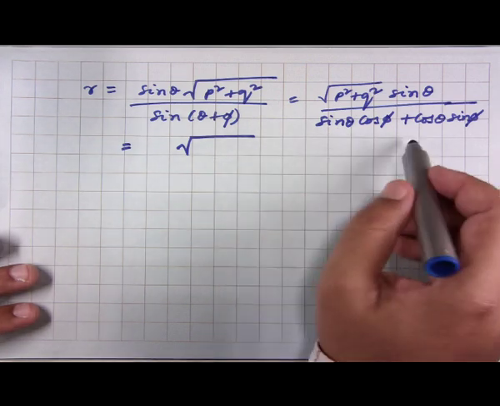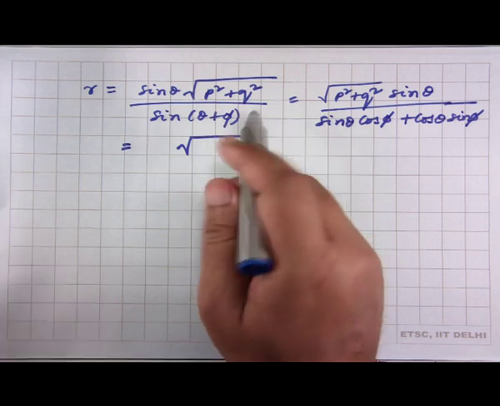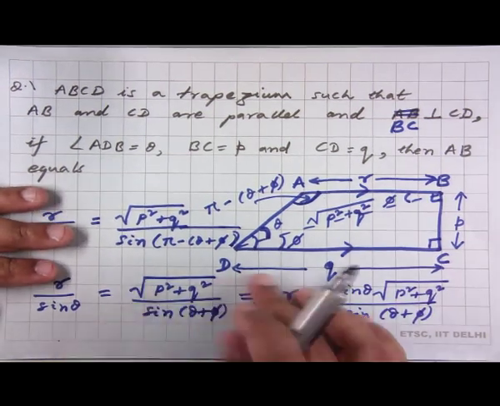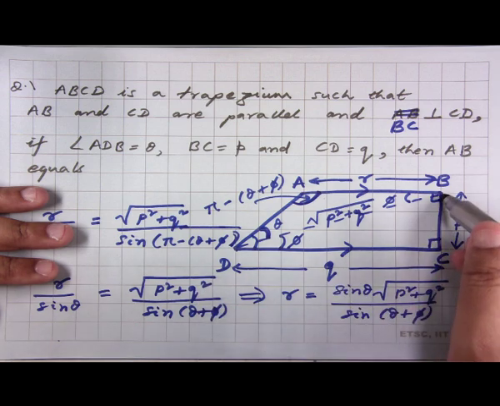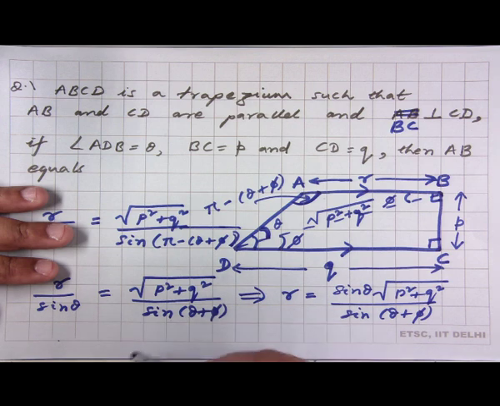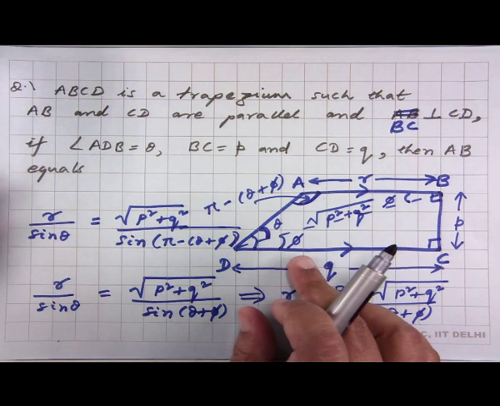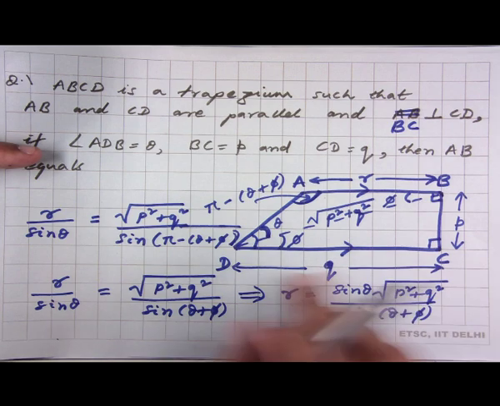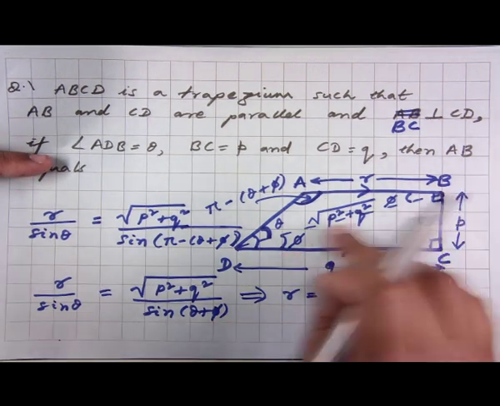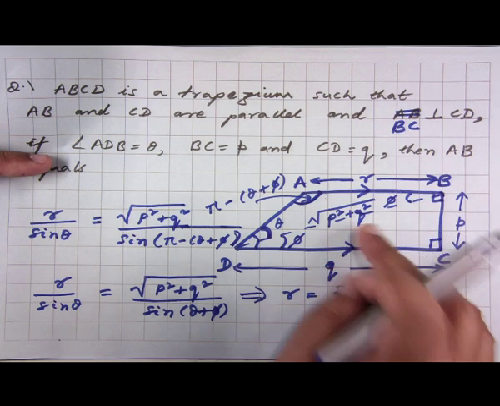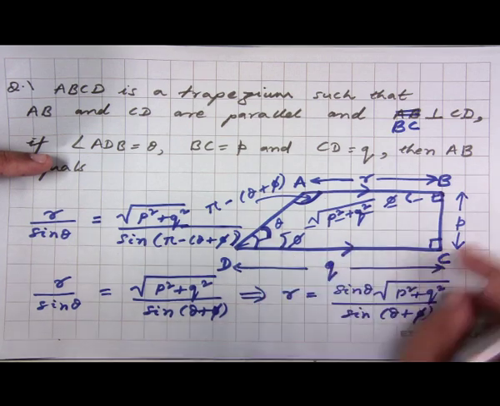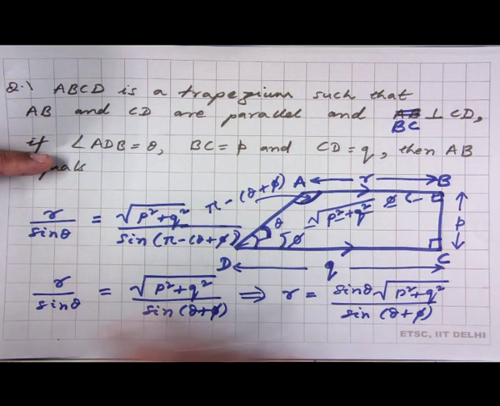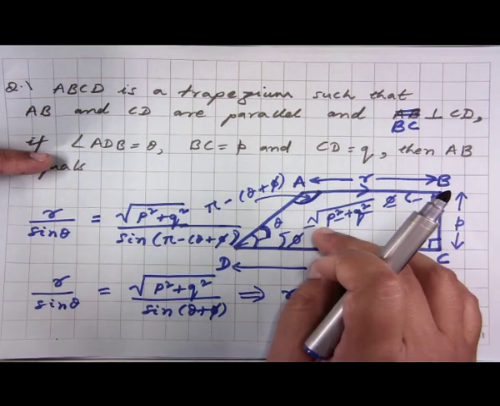Well, now it becomes very simple, because if we go back to the figure that we have drawn, and let us consider the right angle triangle BCD, then from here it is easy to find out the values of sine of phi and cos of phi. To be precise, sine phi is equal to P divided by square root of P square plus Q square, and cos of phi is Q divided by square root of P square plus Q square.